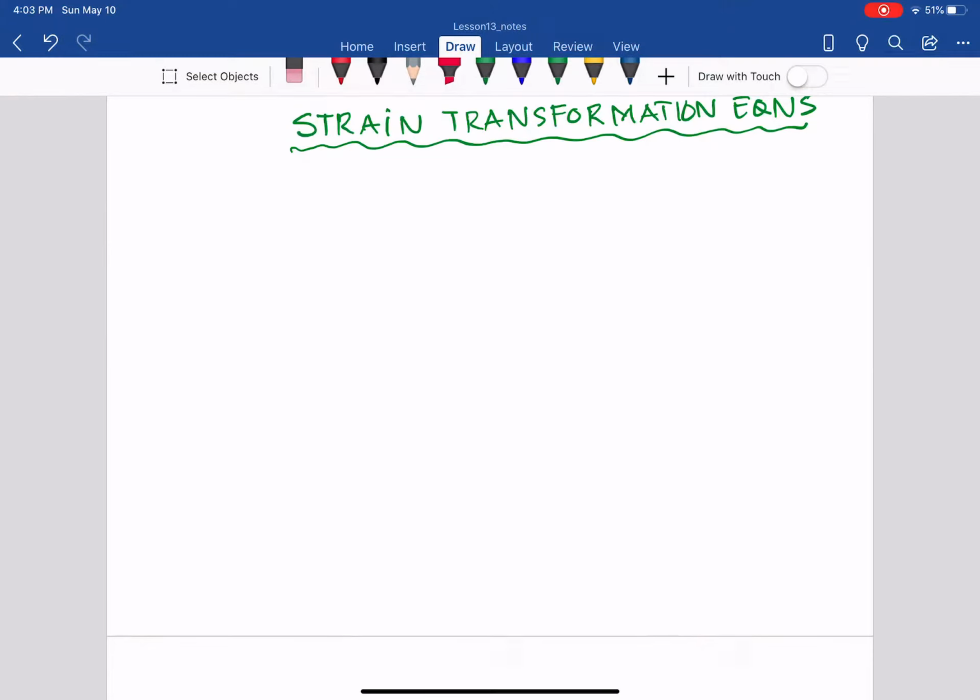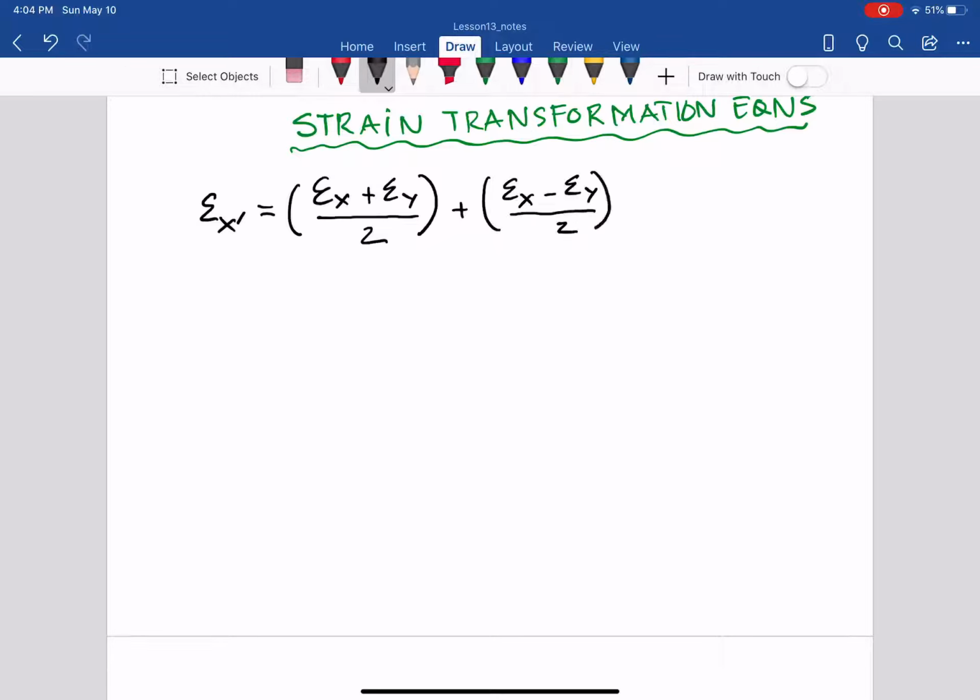So with that, here we have epsilon x apostrophe equals epsilon x plus epsilon y over 2 plus epsilon x minus epsilon y over 2 cosine 2 theta plus, instead of tau, we have gamma xy over 2. That's the difference, because the analogy is tau now gamma over 2. Keep that in mind. Sine 2 theta. So that is for epsilon x apostrophe.